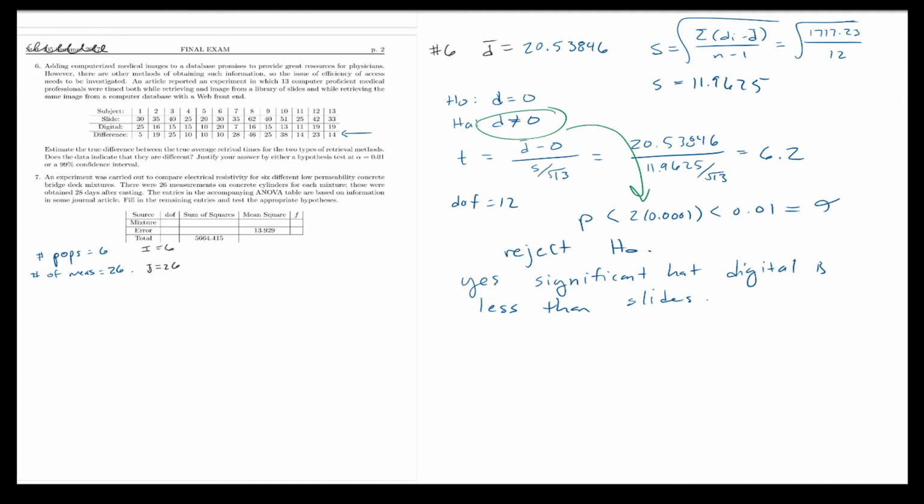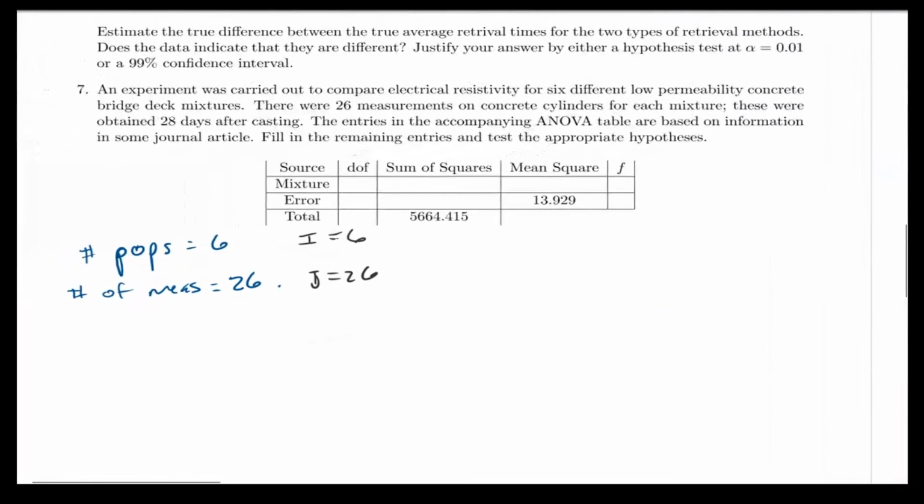So now, what are our degrees of freedom? We can go ahead and get the degrees of freedom, right? The degrees of freedom for the treatments is I minus 1, which is 6 minus 1, which is 5. And then for the error, it's I times J minus 1, so 6 times 25.